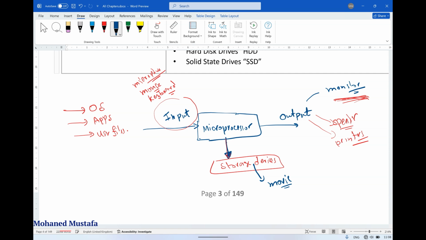Now they found that whenever the microprocessor requests this file from the storage device, it will send the file or the number of files needed. However, the storage device speed is not a match for the microprocessor speed. It's very slow. So the microprocessor will be waiting for the storage device to respond.